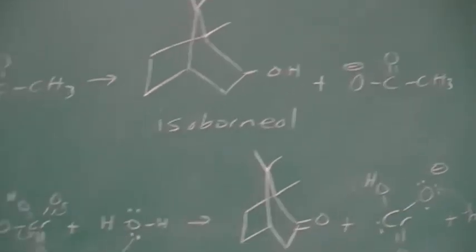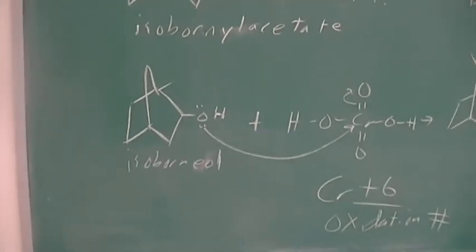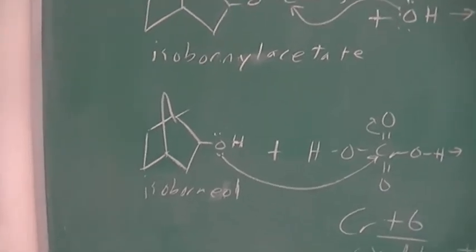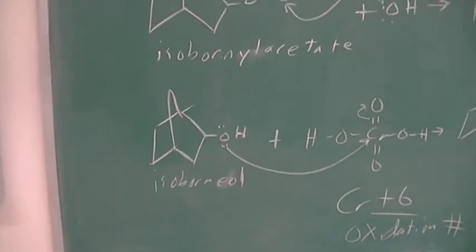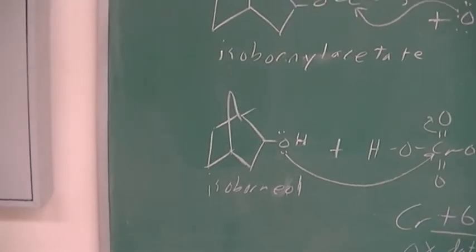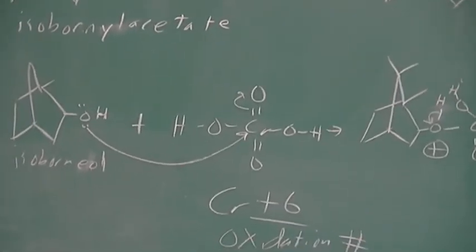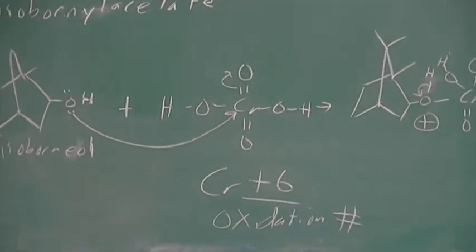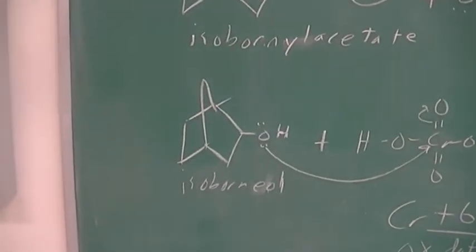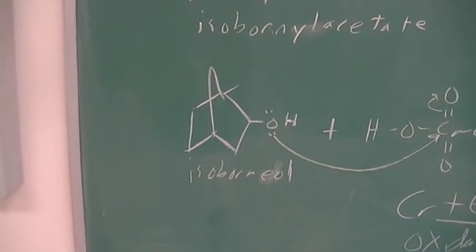All right, and so then we're going to take our isoborneol in part C. You're going to have three separate reactions to give overall reactions for. In the third reaction, we're going to take our isoborneol that we formed in part B and react that with chromic acid. Chromic acid is a strong oxidizing agent. Your alcohol here is a secondary alcohol. Secondary alcohols will oxidize into a ketone.